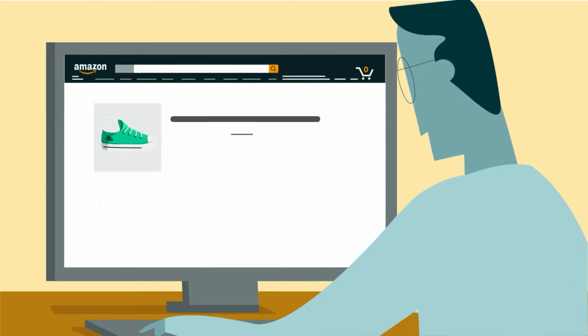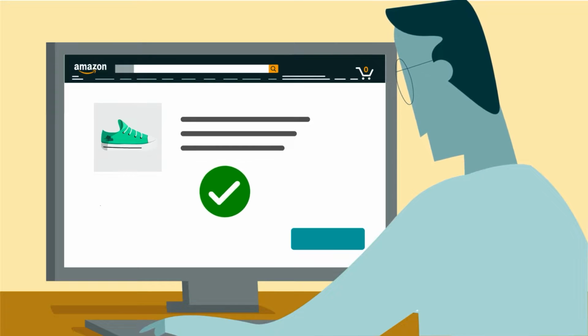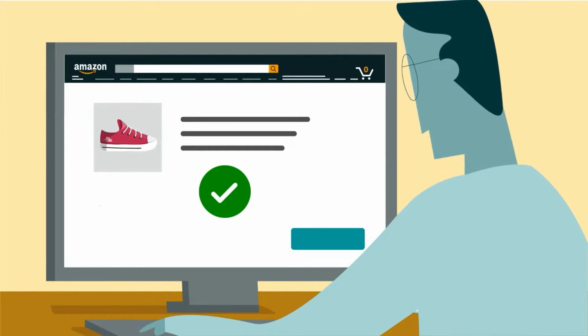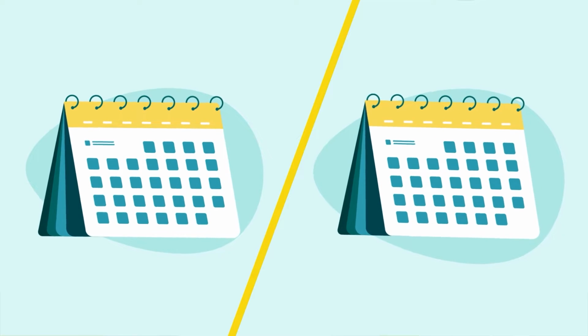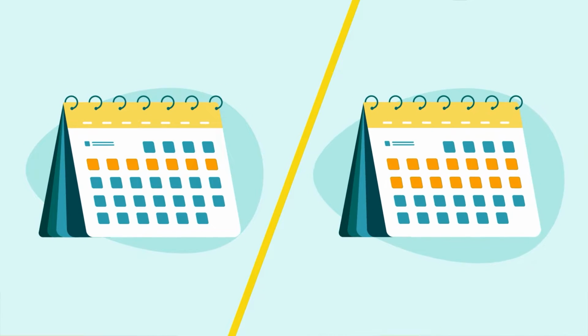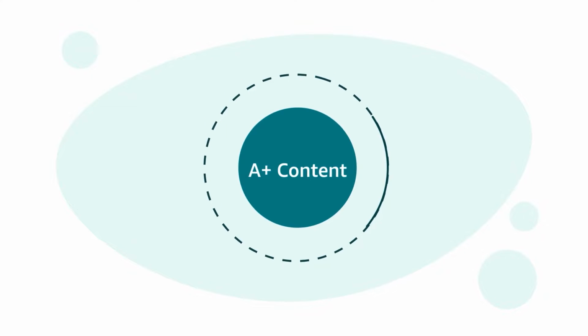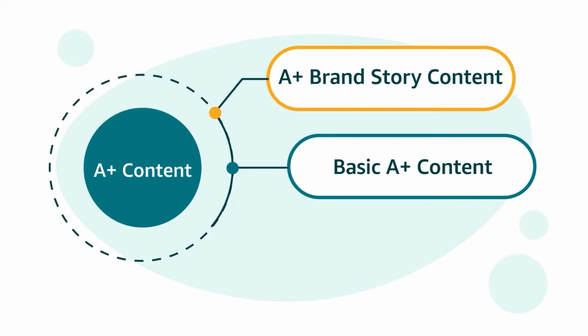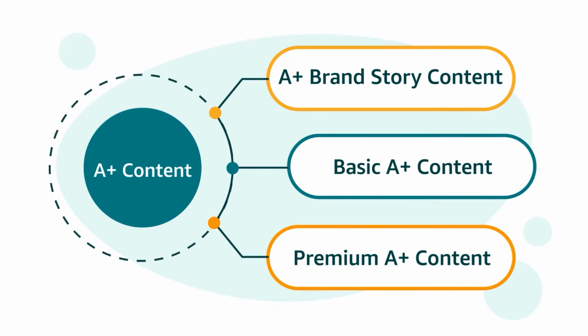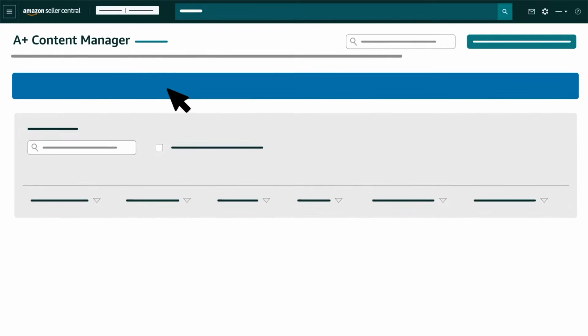The A-Plus Content Manager makes it easy to apply content to each product of a registered brand. It even updates content across product detail pages whenever you make a change. Note that new A-Plus content can take 1 to 2 weeks to appear in the Amazon store. There are 3 types of A-Plus content: A-Plus brand story content, basic A-Plus content, and premium A-Plus content. All 3 can be found on the A-Plus Content Manager page.